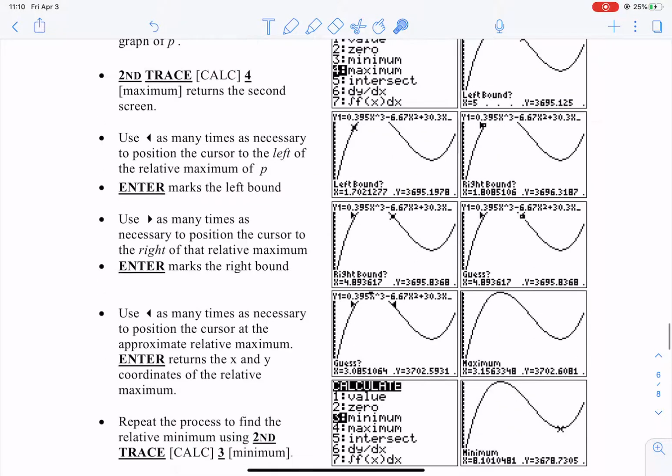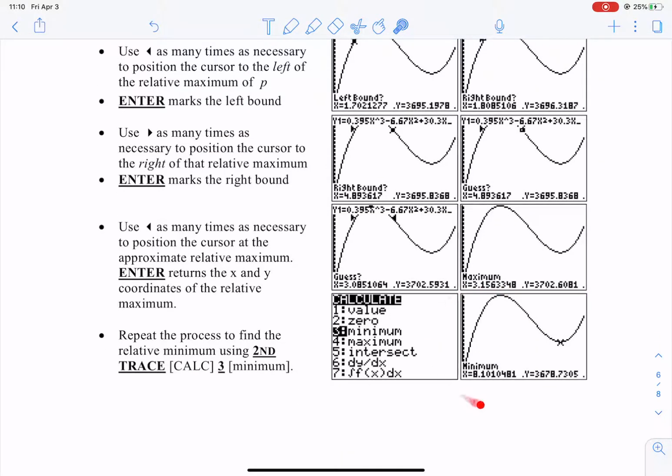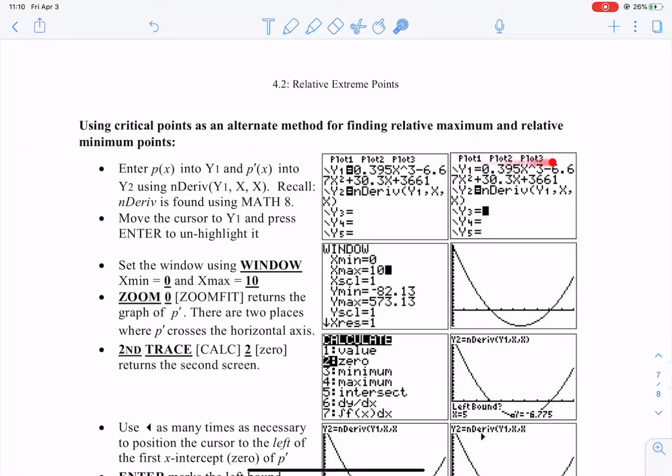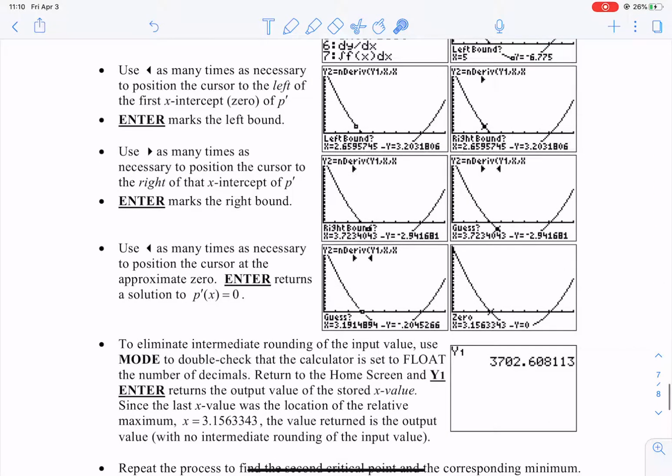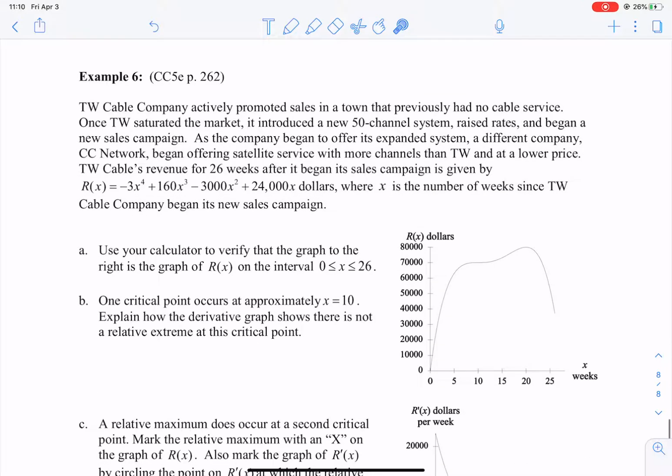1, 2, 3, 4, 5, 6, and just send me the result. I want to see the maximum and the minimum. And this one is the second method. So also please show me this graph. And example 6. So these are the homeworks.